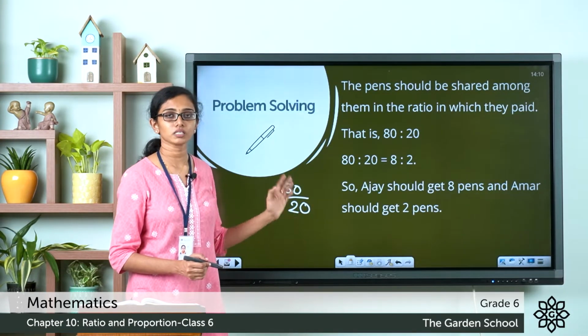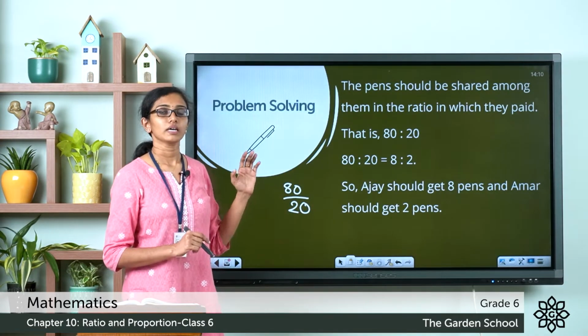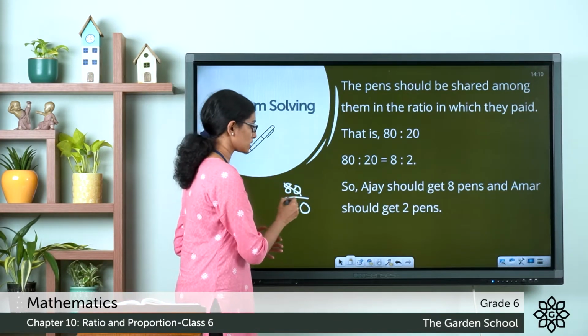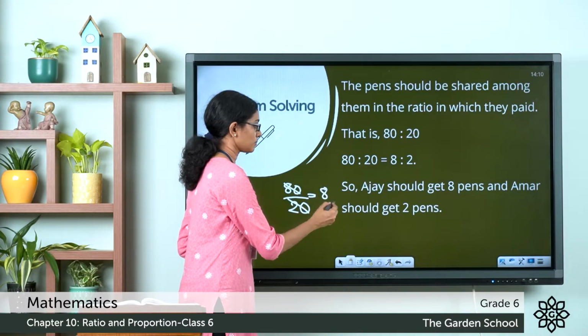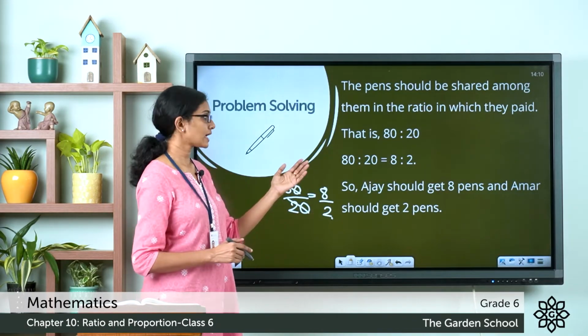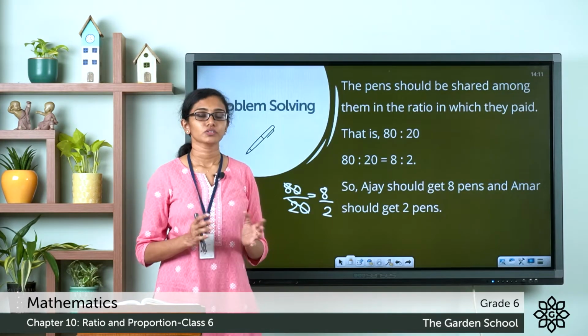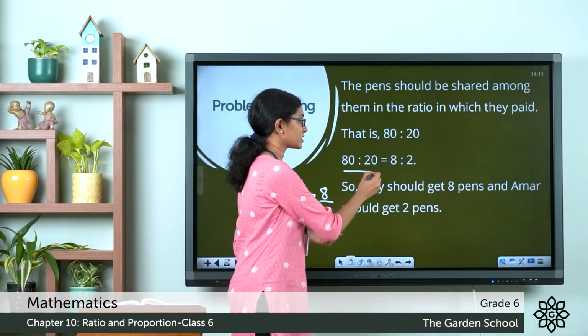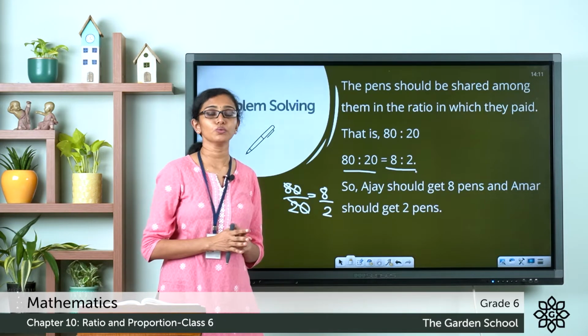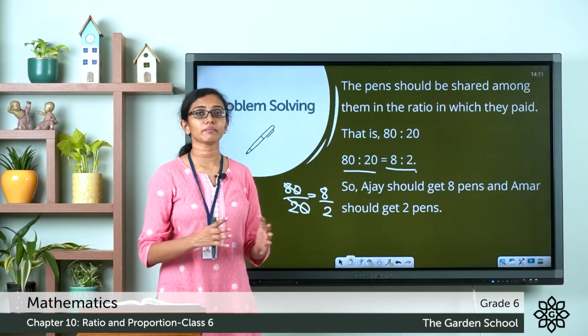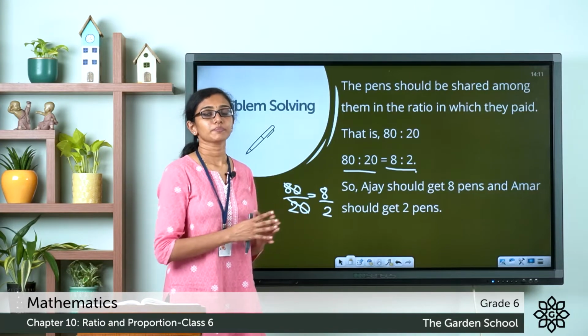You see, both these are multiples of 10. 80 and 20 are multiples of 10. So we can reduce this to 8/2. Or we can write 80:20 is equal to 8:2. So you see, these two ratios 80:20 and 8:2 are equal. They show the same relation or same comparison with their payments.